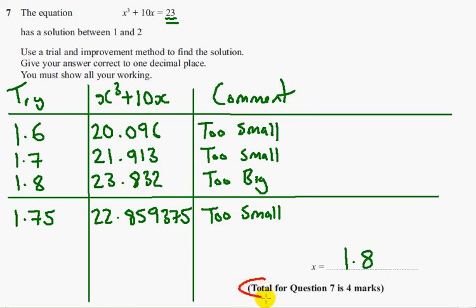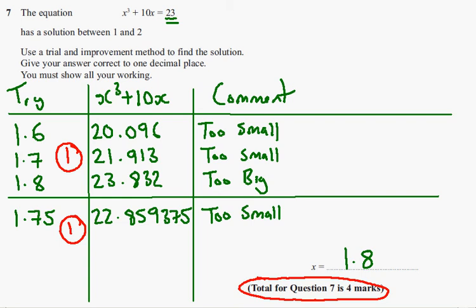Okay, so question 7 is worth 4 marks in total. And the first mark is for trialing when x is between 1 and 2. So we did this here, and evaluating that. The second mark is for trialing between 1.7 and 1.8 here.